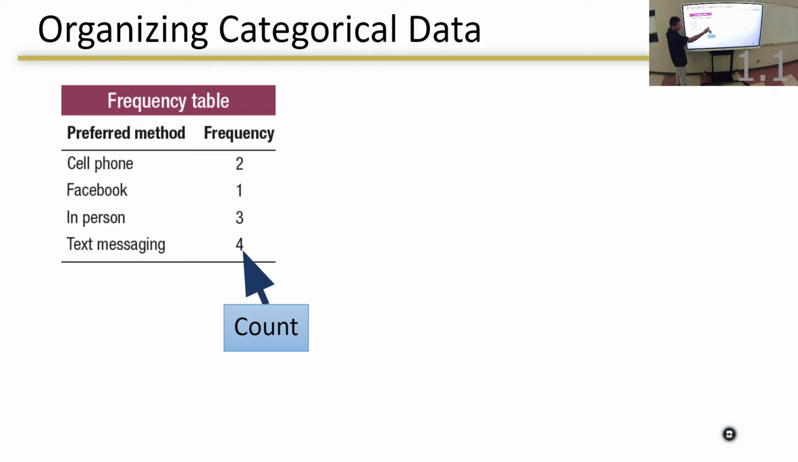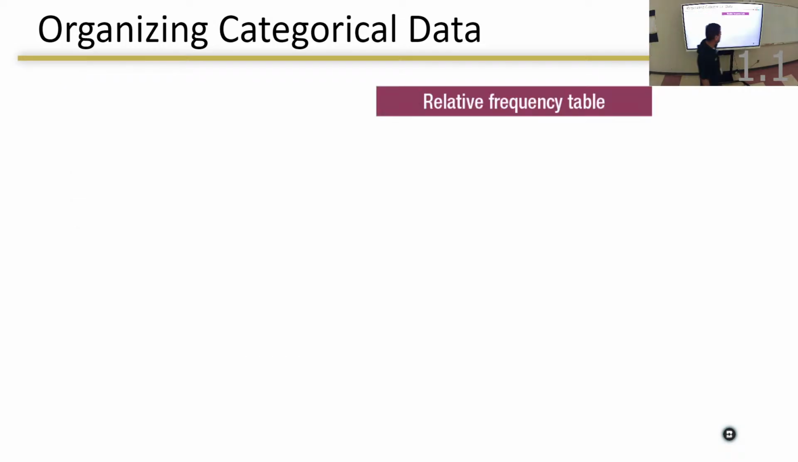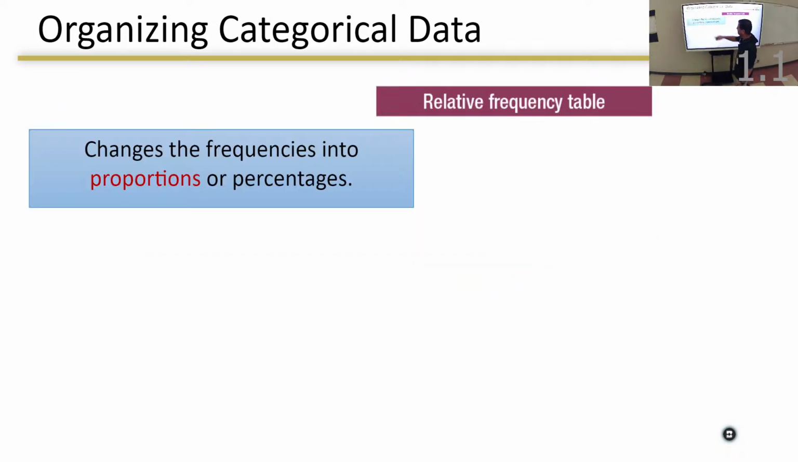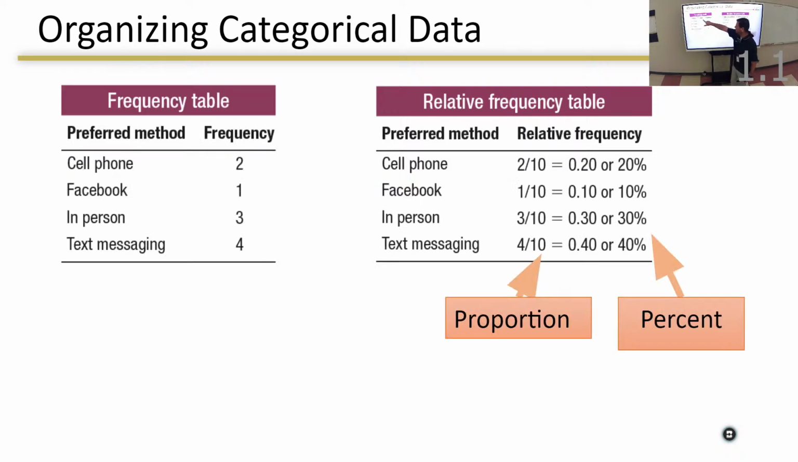So there it is right there. Those 4 categories. Now I know how many I have. I know the highest is text messaging. I know the next is in person. I can see all this stuff. It tells me more information. You could see frequencies, how often it occurs.